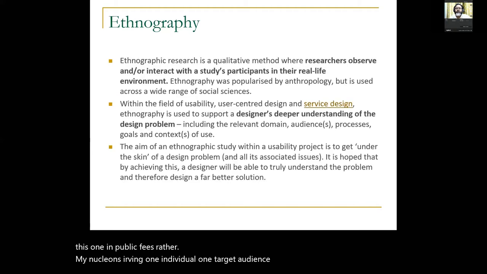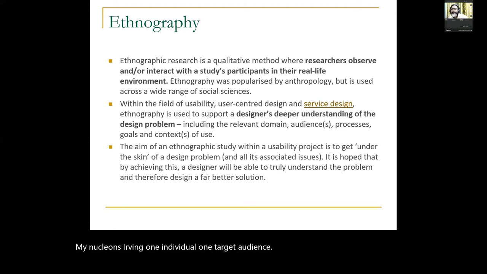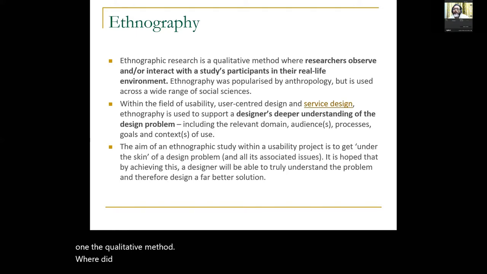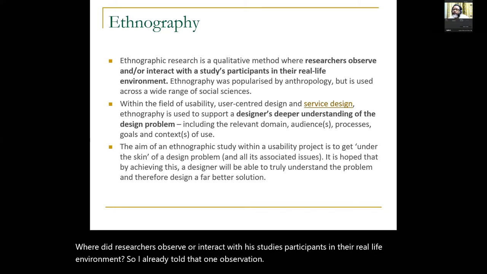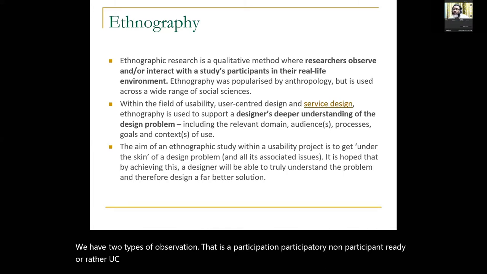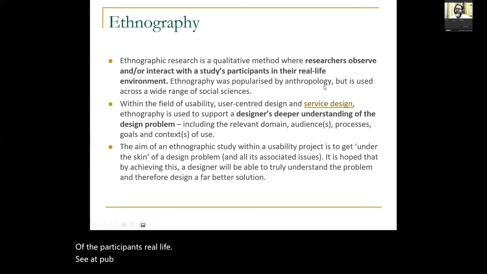So the next slide will make this clear. Ethnographic research, first, is a qualitative method. It is not a quantitative one. It is a qualitative method where the researchers observe or interact with the study participants in their real life environment. I already told you about observation. We have two types: participatory and non-participatory, or rather overt and covert observation. The researcher observes and interacts with the participants' real life. Ethnography was popularized by anthropology, but right now it is used across a wide range of social sciences disciplines.